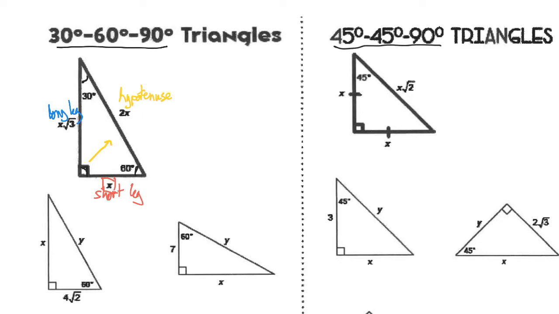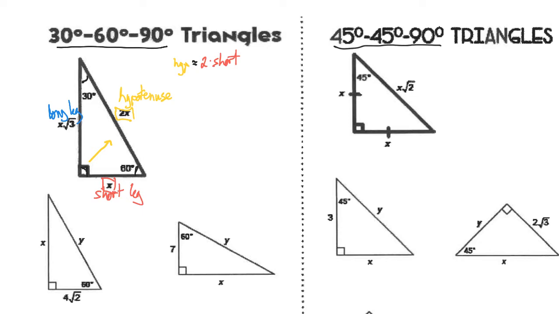Right, so whatever the short leg is, the hypotenuse is twice the short leg. So I can write that as a formula. So the hypotenuse equals twice the short leg, 2 times the short. So whatever the short leg is, if I double it, I get the hypotenuse.